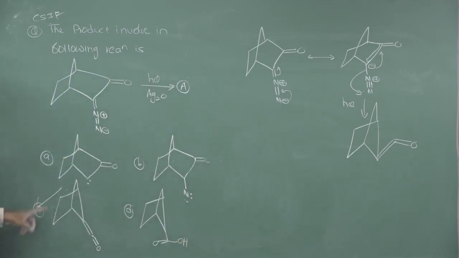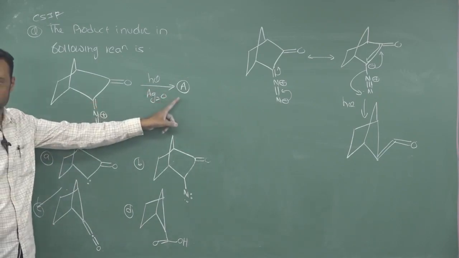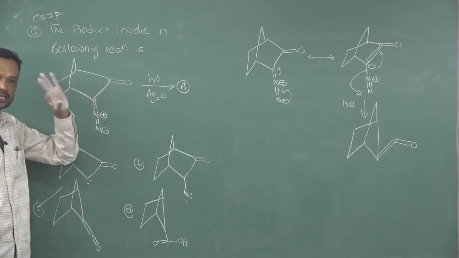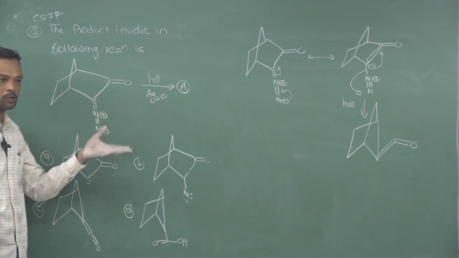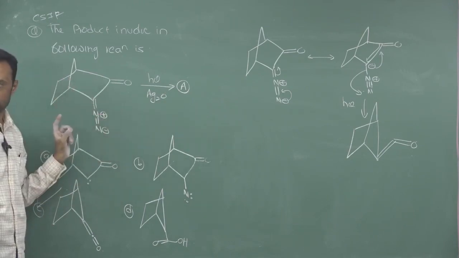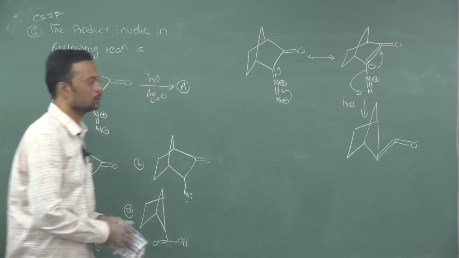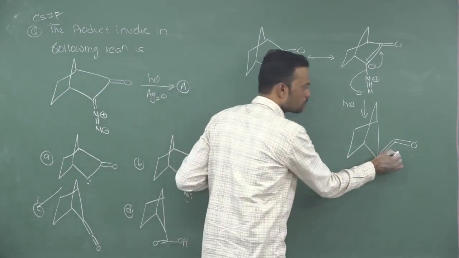So what is the intermediate in this one? Carbene. This is the intermediate, but this is not the final answer. The intermediate is carbene, but what was he asking? The final answer he was asking. It proceeds with acyl carbene, but acyl carbene is not trapped. So what is the final answer? Ketene. Ketene is the final answer.